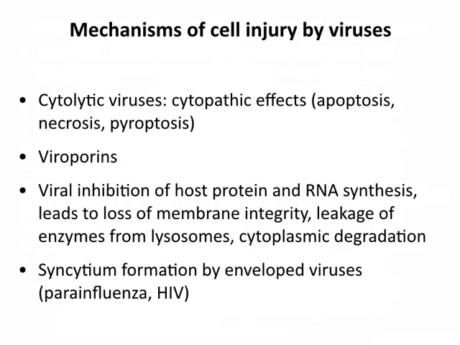Another determinant of virulence, of course, is the ability of viruses to kill cells directly. We've talked a little bit about how viruses can induce cytopathic effects by apoptosis. There are other forms of programmed cell death besides apoptosis. They're called necrosis and pyroptosis. But genes that regulate this in virus infections will determine the virulence of the virus.